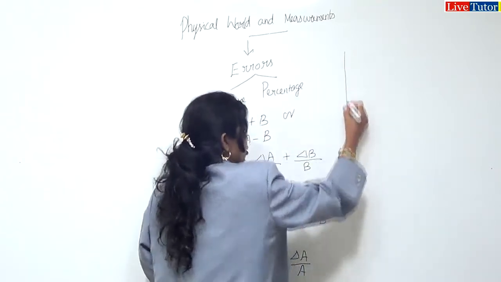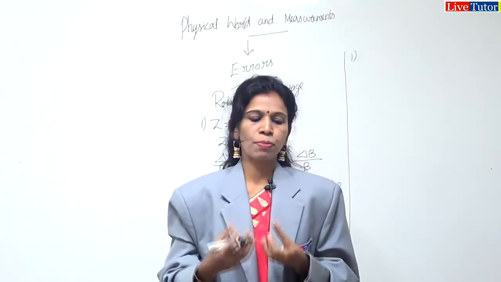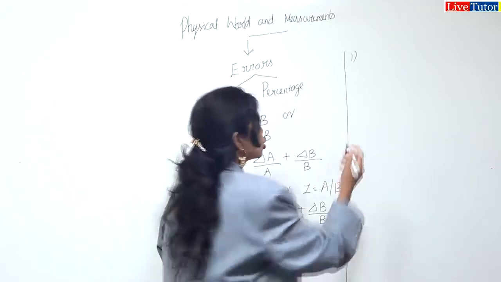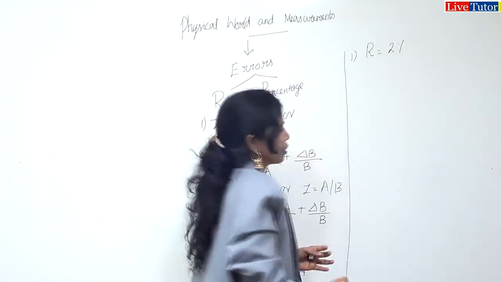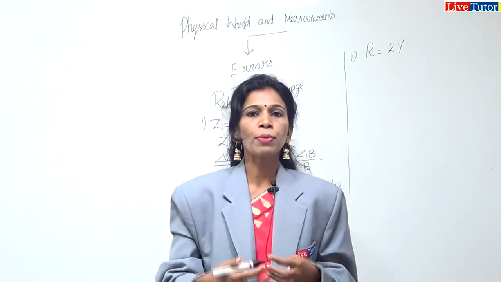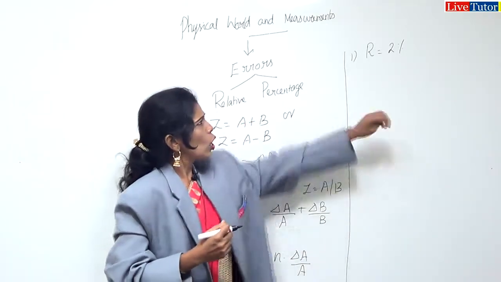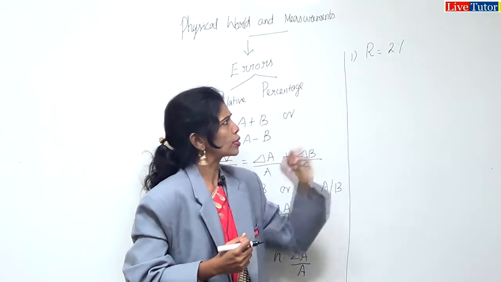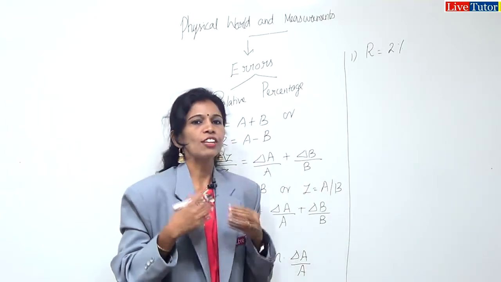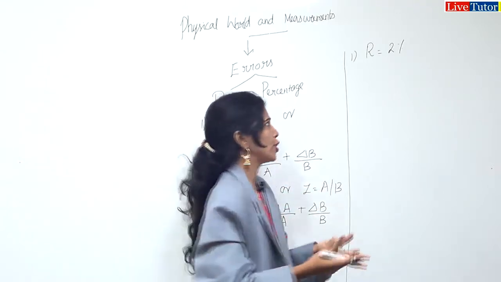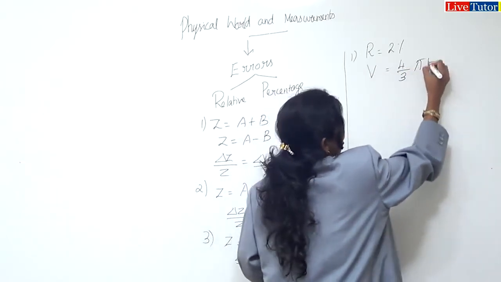Let me start with the first problem. If the error in the measurement of the radius of a sphere is 2%, then what will be the error in the determination of volume? So, how do we solve this? Error in radius is 2%, what will be the error in volume? It is a sphere, so we should know the formula for volume of a sphere. What is the formula? 4 by 3 pi r cube.